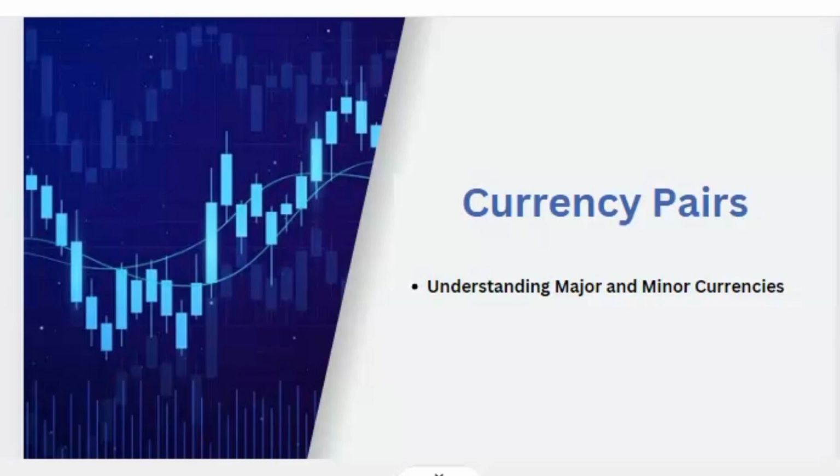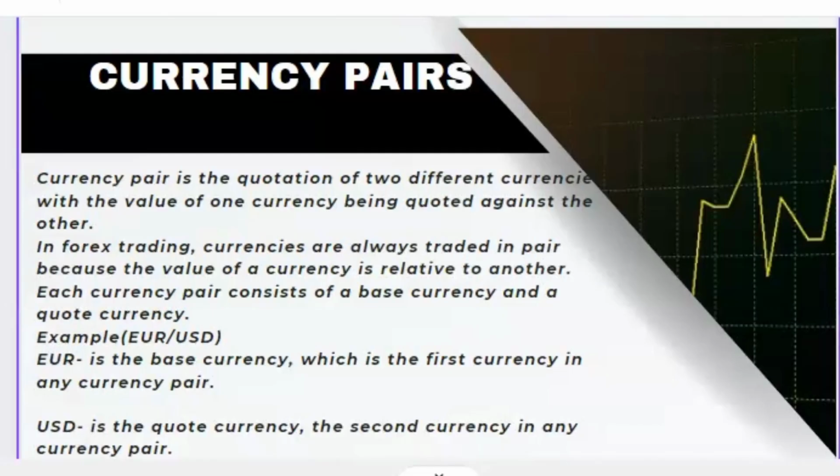So what are currency pairs, or what is a currency pair? A currency pair is a quotation of two different currencies with the value of one currency being quoted against the other. In forex trading, currencies are always traded in pairs because the value of a currency is relative to another. Each currency pair consists of a base currency and a quote currency.